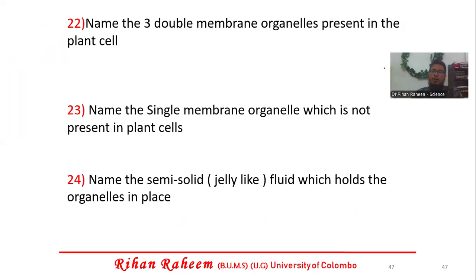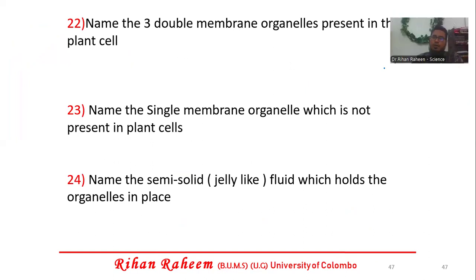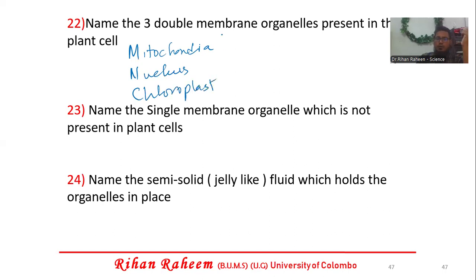Name 3 double membrane organelle present in the plant. Okay, the double membrane organelles, only 3 are there. I normally used to say it's like a double VIP, double protection, like Mahinda Rajapaksa, Namal Rajapaksa, Chamal Rajapaksa: mitochondria, nucleus, chloroplast. All those are double membrane organelle. Now they have asked the plant cell.